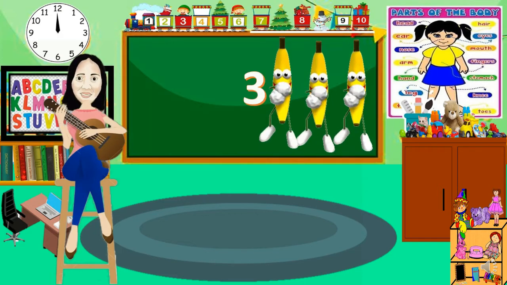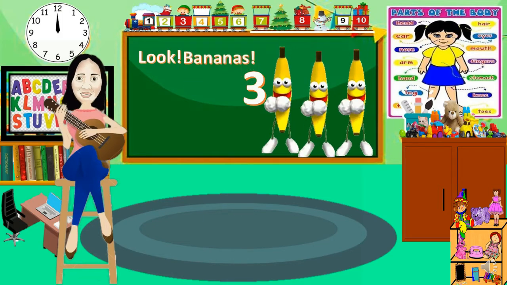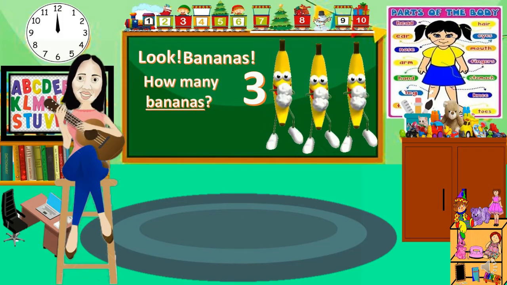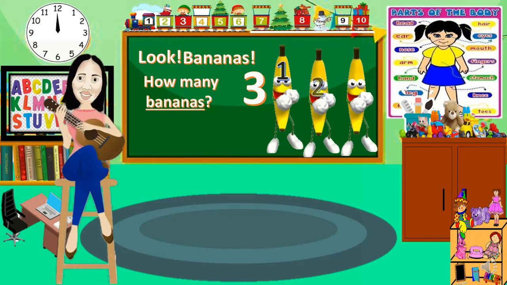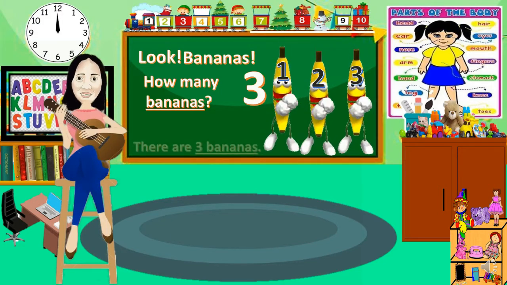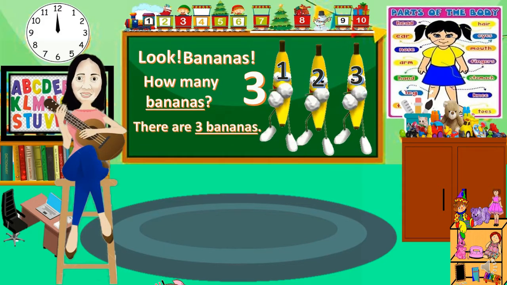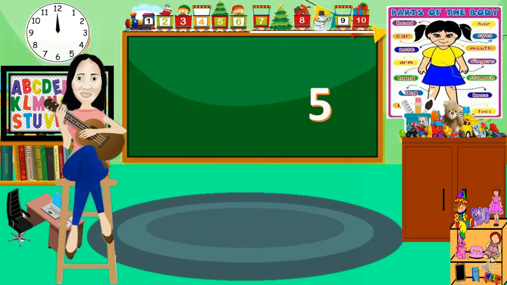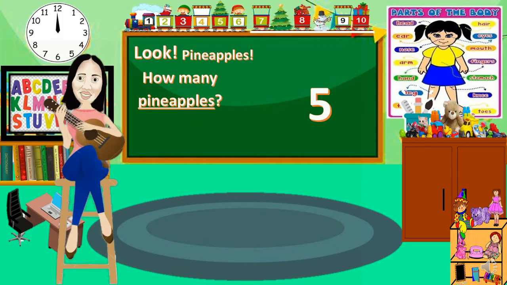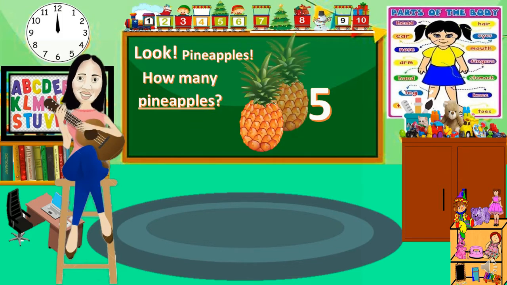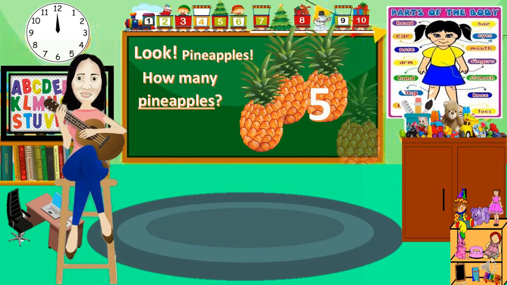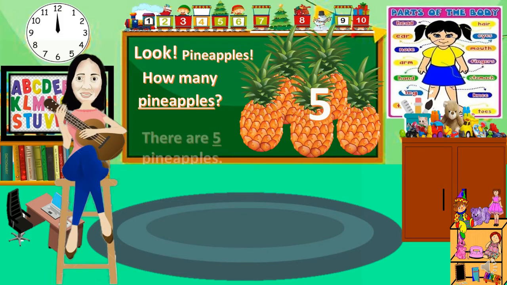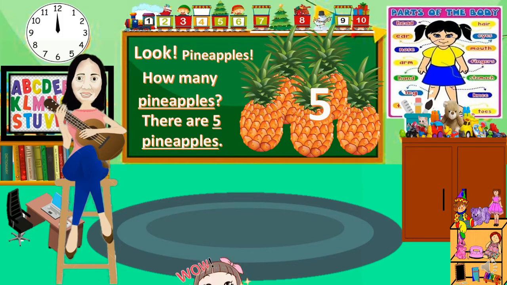Look, bananas. How many bananas? One banana, two bananas, three bananas. There are three bananas. Wow! Look, pineapples. How many pineapples? One pineapple, two pineapples, three pineapples, four pineapples, five pineapples. There are five pineapples. Wow!